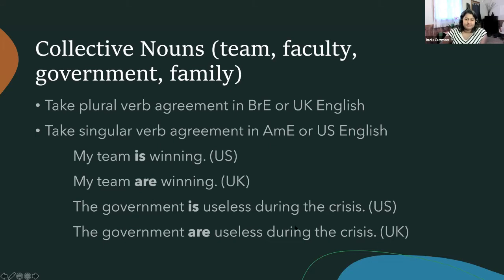These are, again, things that just sound kind of weird depending on where you are in the pond. The government is useless during the crisis. The government are useless during the crisis. Maybe it's not widely spoken in the UK, but maybe those of you who are living in the UK could talk more about it. Do people really say "on Christmas"? Yeah.